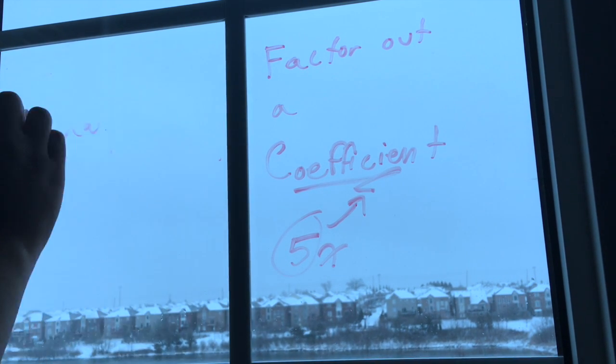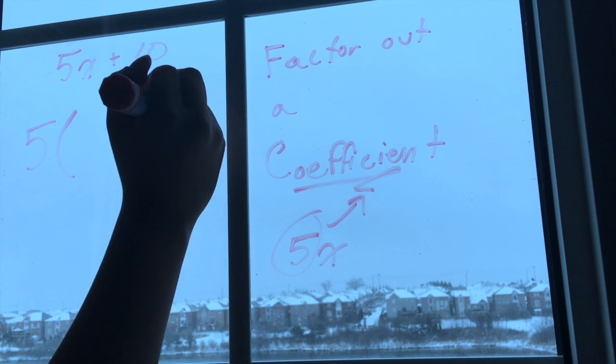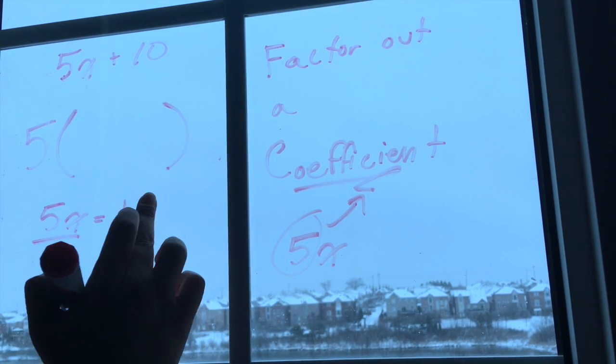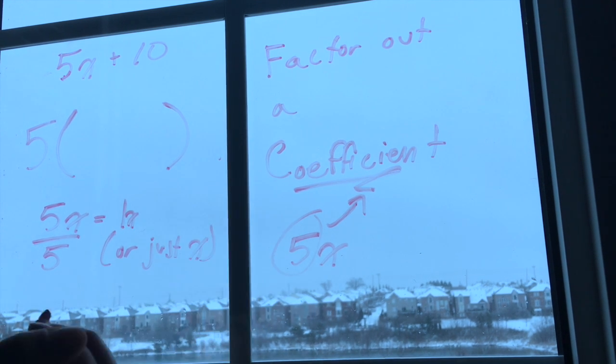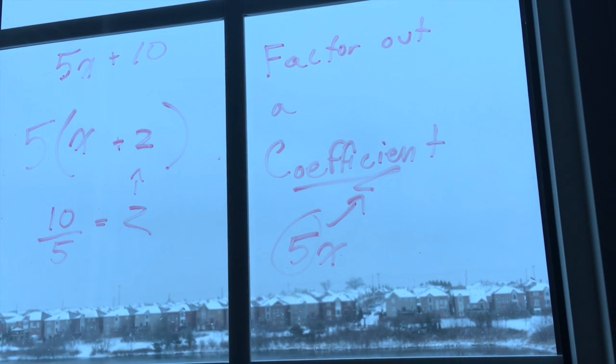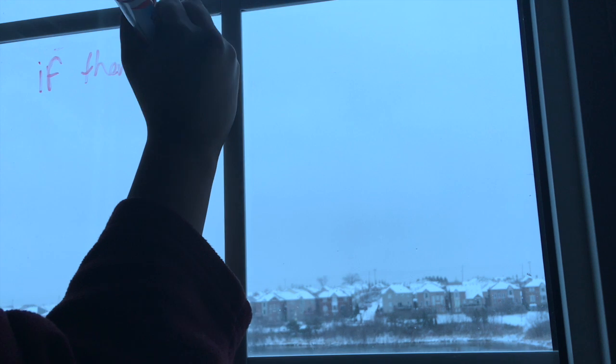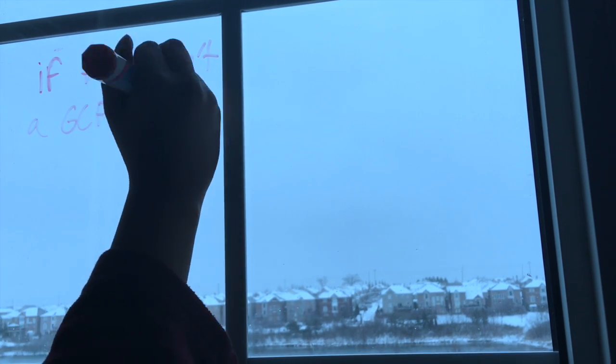So what exactly do you do? What do you do with the GCF? Well, you put it outside the bracket and you pretty much divide the terms in the expression by the GCF. So 5x divided by 5 is x, 10 divided by 5 is 2. So that's what you put inside the bracket.